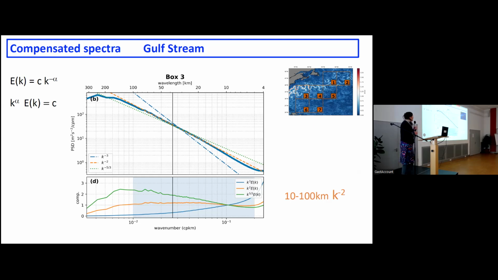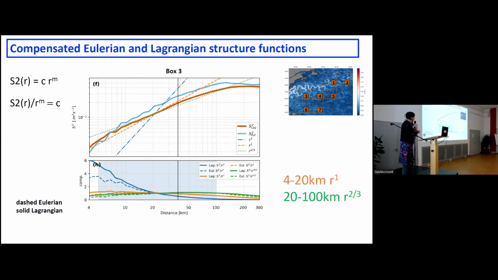And as I've mentioned earlier, this is an example for this dynamically very active Gulf Stream box. You can see that the scaling is most consistent with this k to the minus 2 over really a decade. And you can now also look at the structure functions. And you see that you also get a scaling consistent with this k to the minus 2 for smaller scales, 4 to 20 kilometers. So the scaling is not as extended.